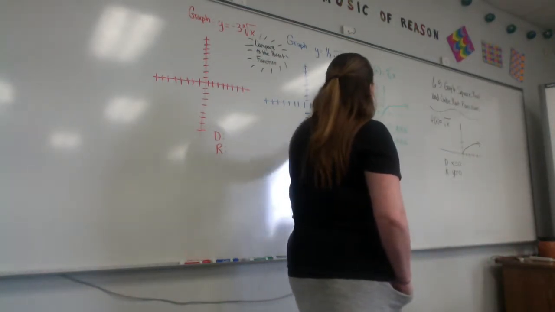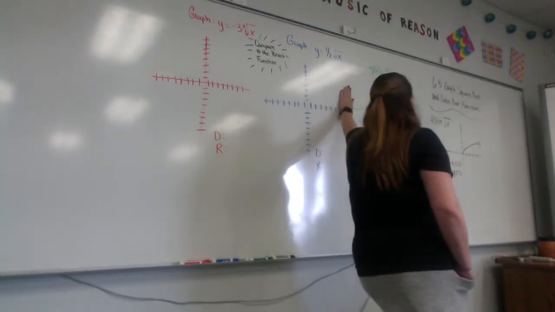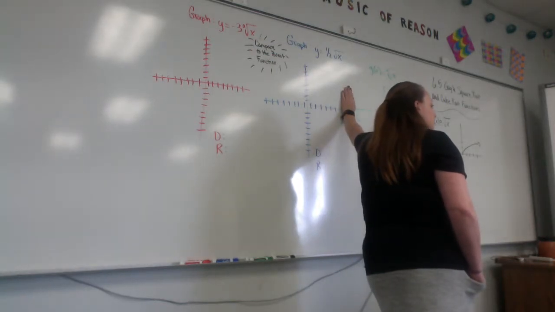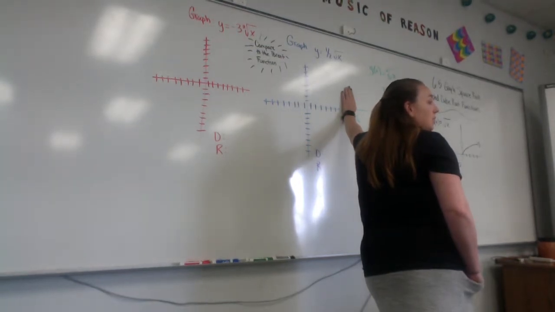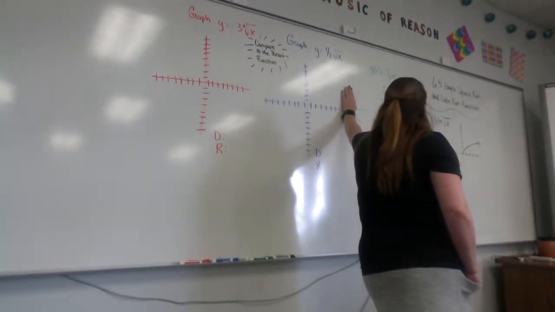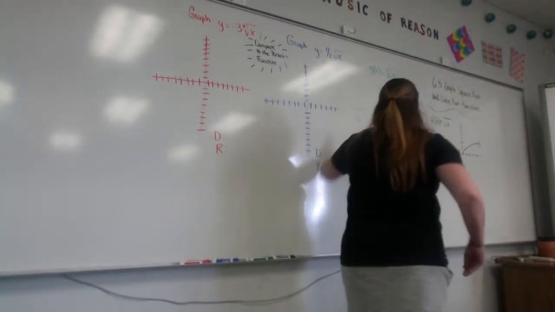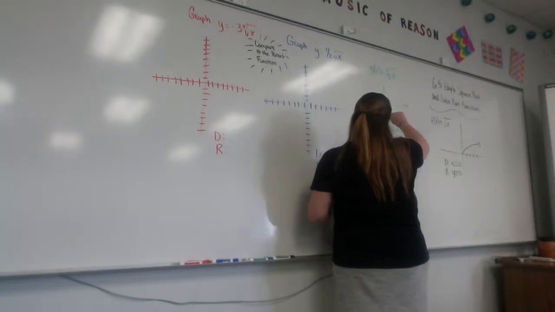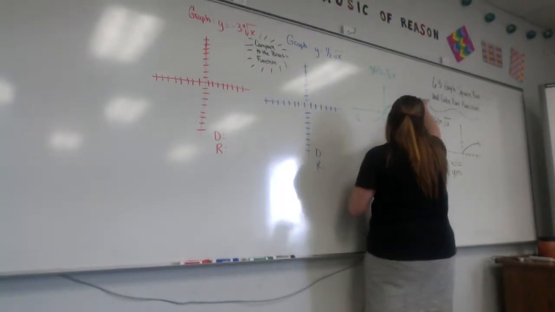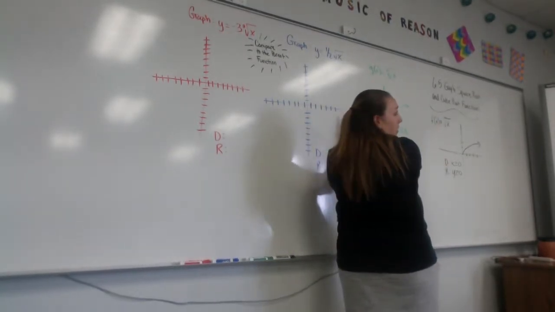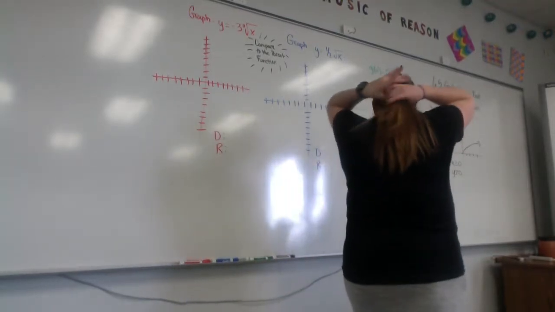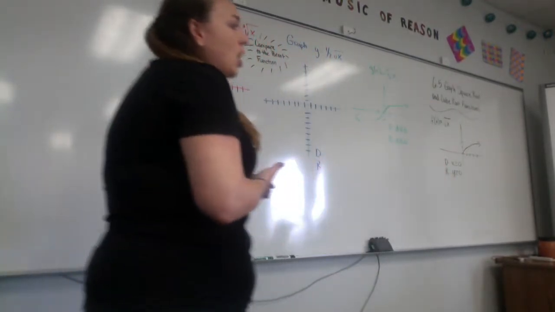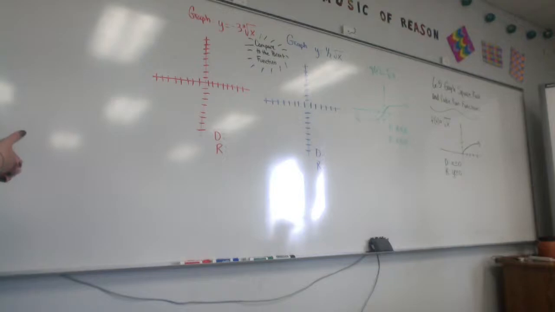A cube root function, can I put negatives into a cube root function? Yes, because I can have a negative cube root, right? I can take the cube root of negative 8 and you get negative 2. So a cube root function, the parent function, looks like this. This point 0, 0 is my turning point, meaning my graph turns and goes that way and my graph turns and comes this way. So you're always going to have a turning point on a cube root function.